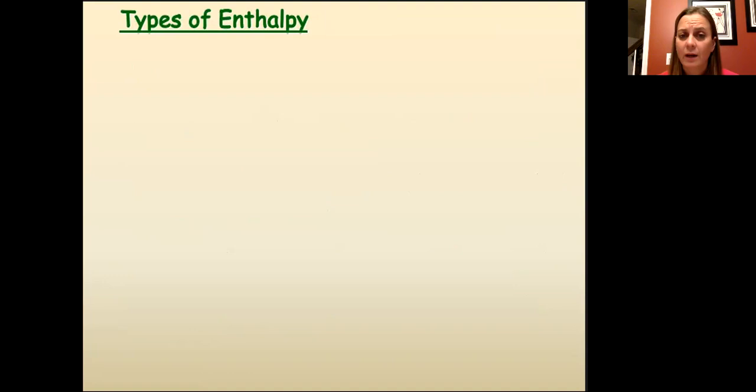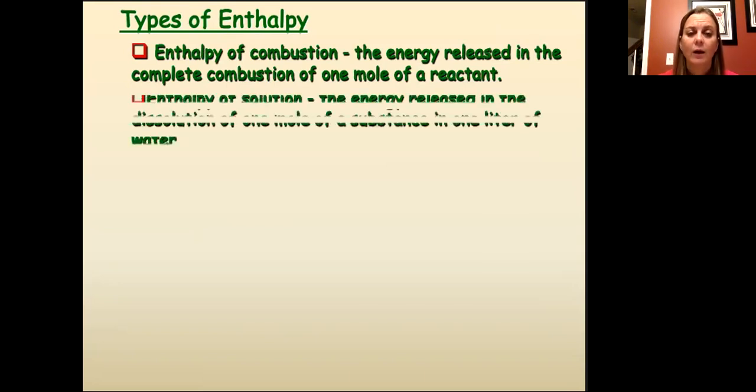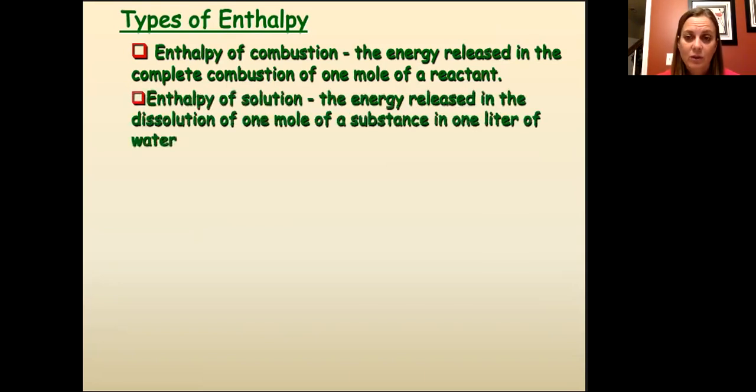So we started out by talking about enthalpy of formation, that being the energy given off or absorbed when a compound is formed. We can also talk about the enthalpy of combustion. Enthalpy of combustion, kind of like enthalpy of formation, is defined as the energy released in the complete combustion of 1 mole of a reactant. So we have to be careful about how we write those equations to make sure that we're only combusting 1 mole.